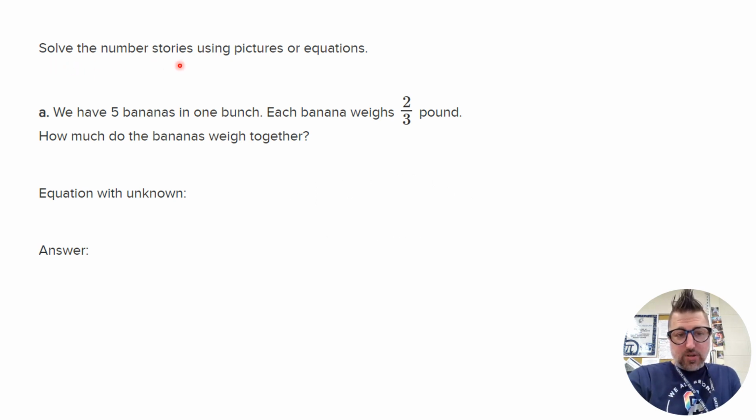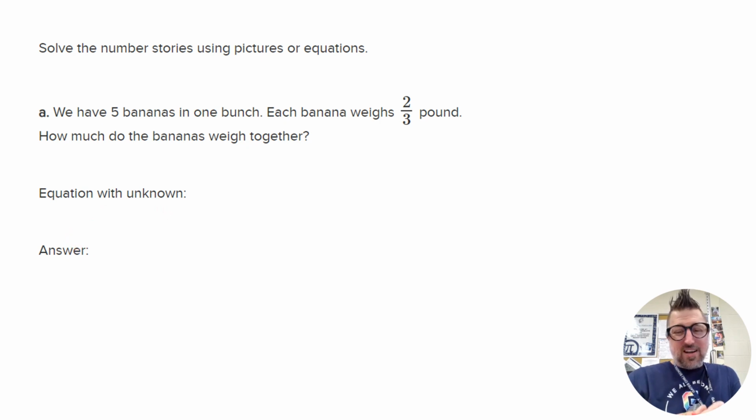Solve the number stories using pictures or equations. We have 5 bananas in one bunch. Each banana weighs 2/3 of a pound. How much do the bananas weigh together? I have to write an equation with an unknown and find the answer.